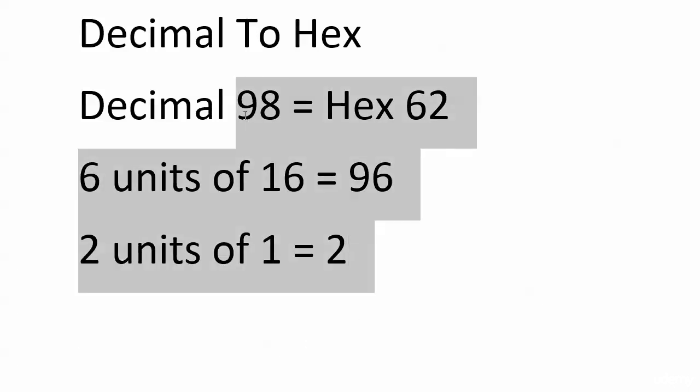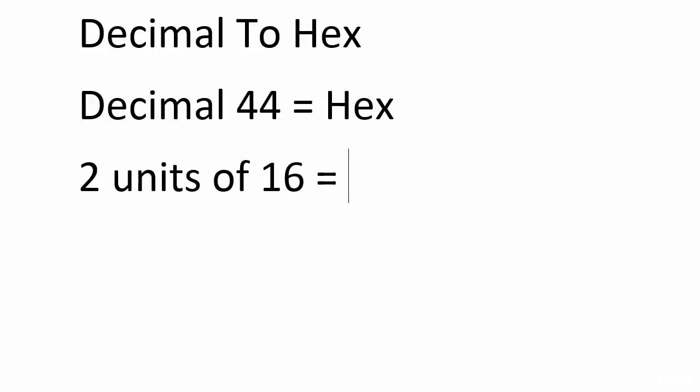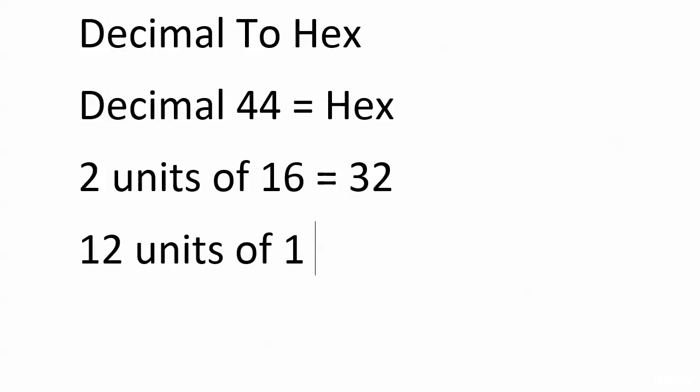Let's do another one, and I want to do one that's going to involve a letter, or 2 or 3. So let's do 44. How many units of 16 do we have in 44? That's a quick one, right? 2. We've got 2 units of 16, and that's 32. 44 minus that 32 is 12. So we have 12 units of 1.